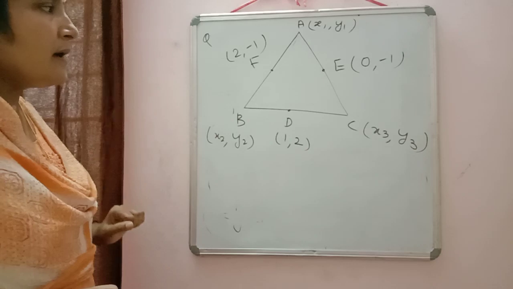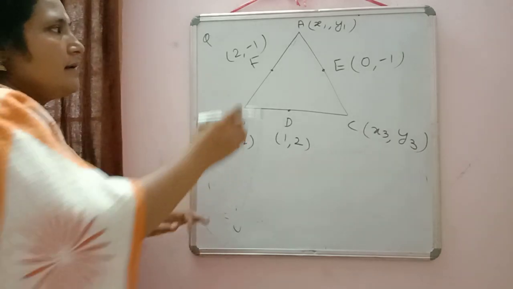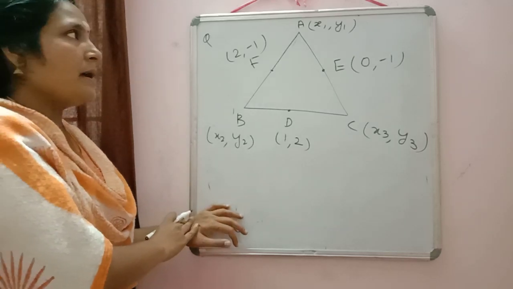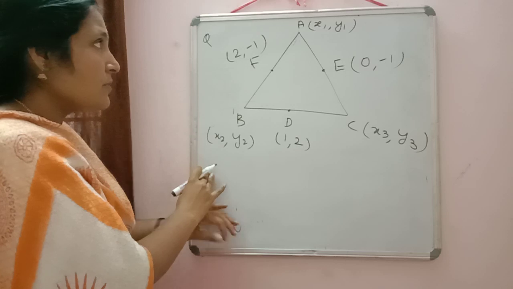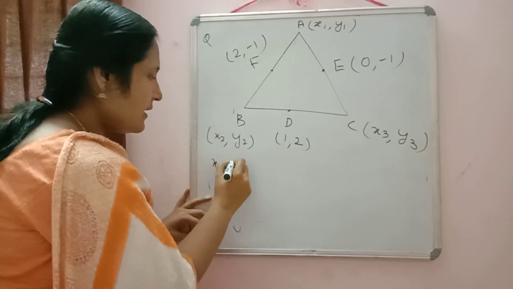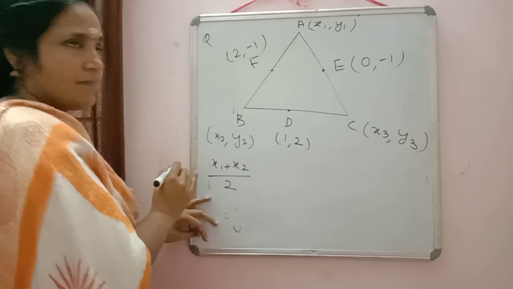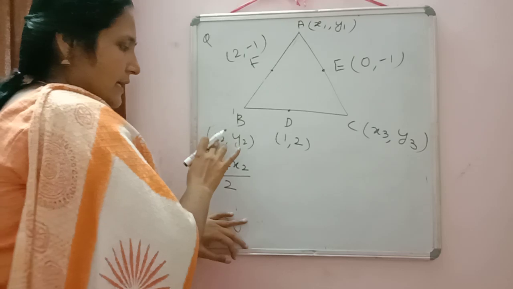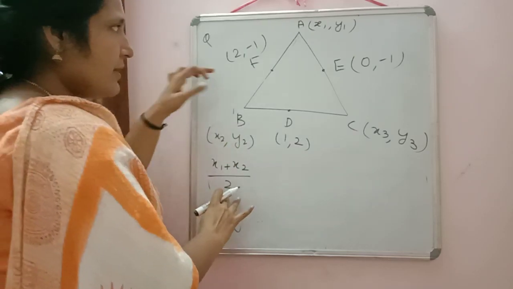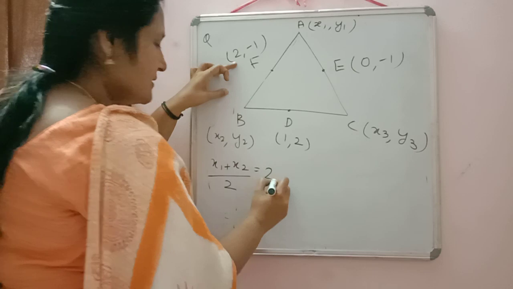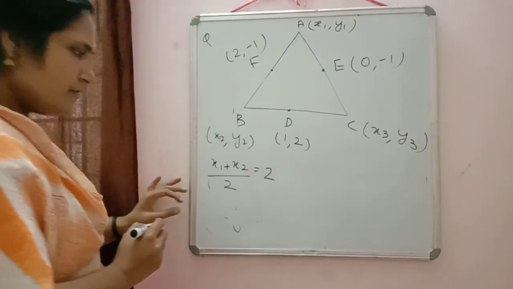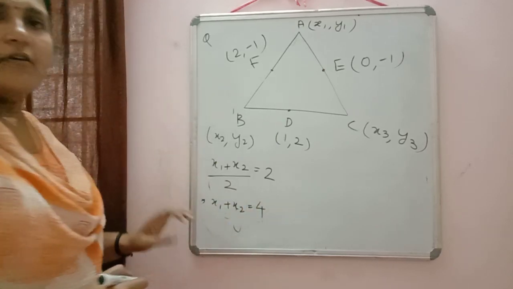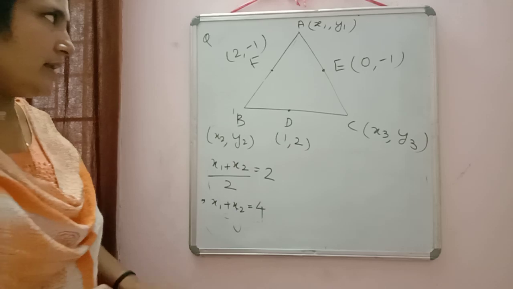First we can use the concept: F is the midpoint of AB. So according to the concept of midpoint, the x coordinate of F will be equal to (x1 plus x2) by 2. But what is given here? The x coordinate of F is 2. So from here what will we get? x1 plus x2 is equal to 4. So first we can calculate the x coordinates only.